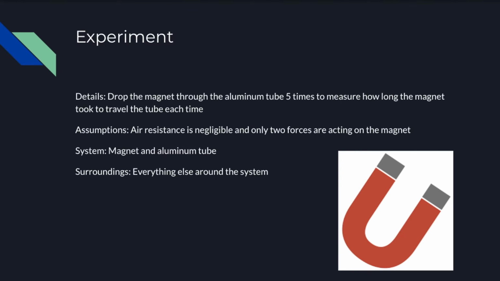In our experiment, the details are: dropping the magnet through a looped tube 5 times to see how long it takes to travel. Assume air resistance is negligible and only 2 forces are acting. Our system is the magnet and aluminum tube. Surroundings is everything else besides that.